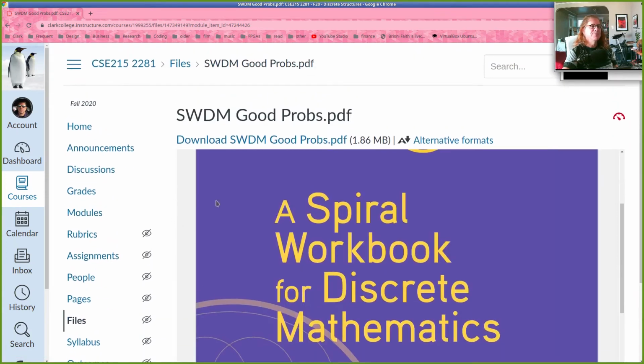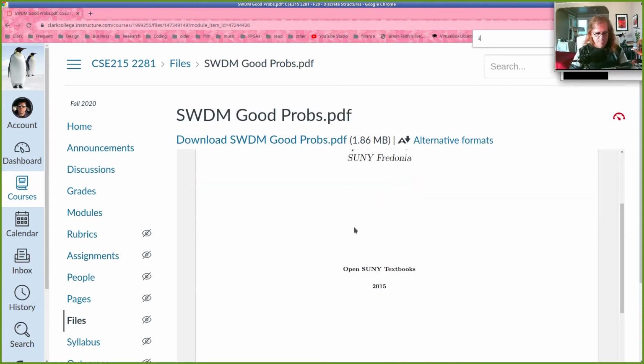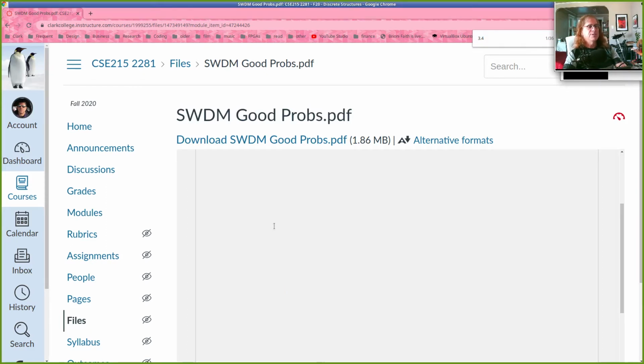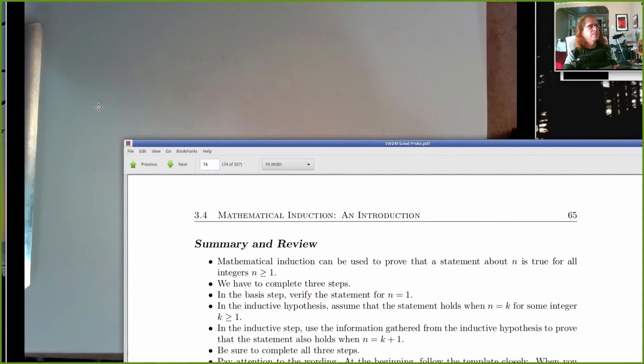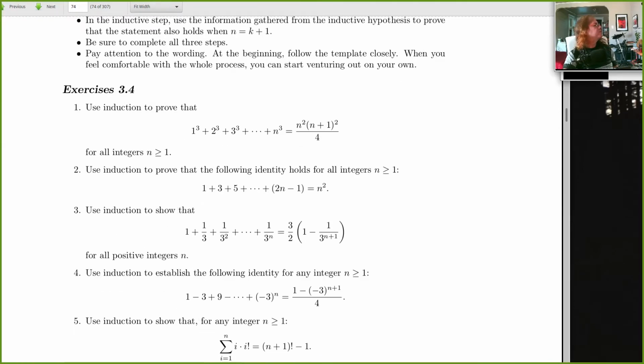And it's never going to load. Oh, there we go. So your homework comes from sections 3.4 and 3.5. I'm not going to try to get this from here because this is way too slow, so let me just pull up my local copy. So 3.4 induction. I want you to work on questions 1, 5, and 6 from 3.4. Use induction to prove this formula about the sum of cubes.